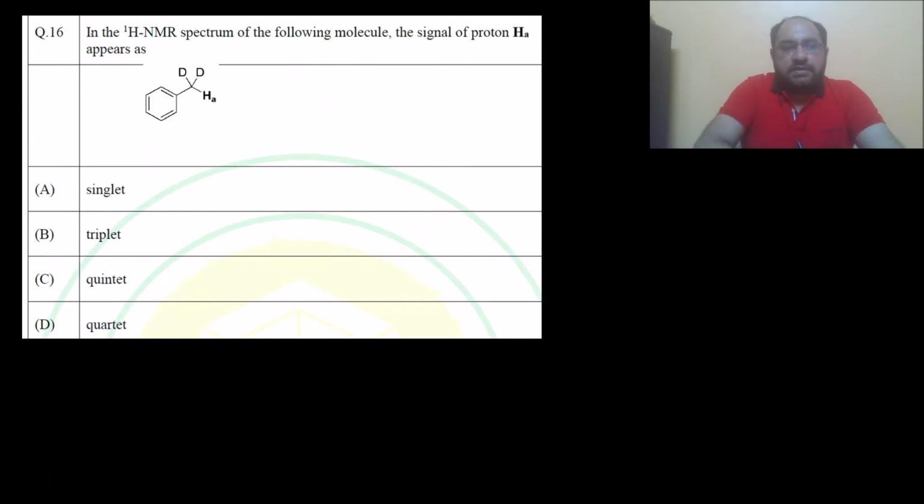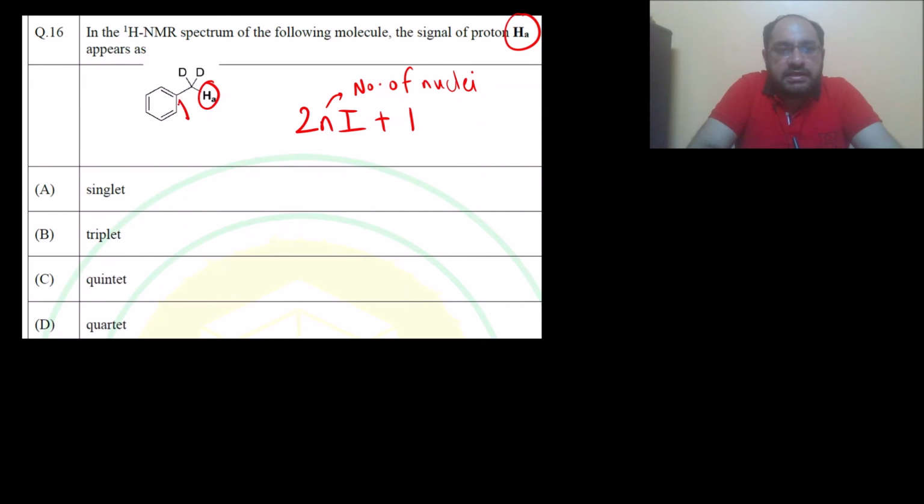Option 16. So what is the formula for splitting pattern? 2nI plus 1. What is n? n is the number of nuclei. You have to find out the splitting pattern for HA. Now if you see the adjacent carbon, here it is forming 4 bonds. So there is 0 hydrogen. So suppose you substitute n, I for hydrogen it is half, n will be 0. So 2 into 0 plus 1, 1, singlet. If you mark the answer as singlet, that will be incorrect.